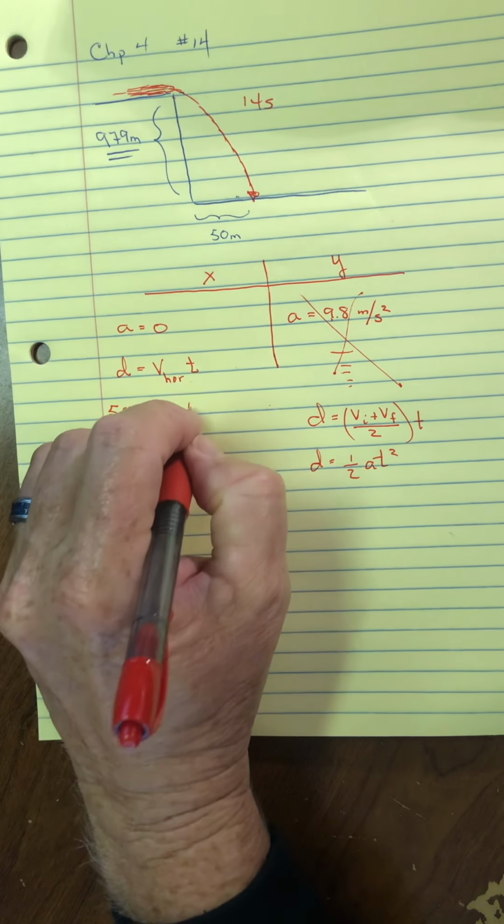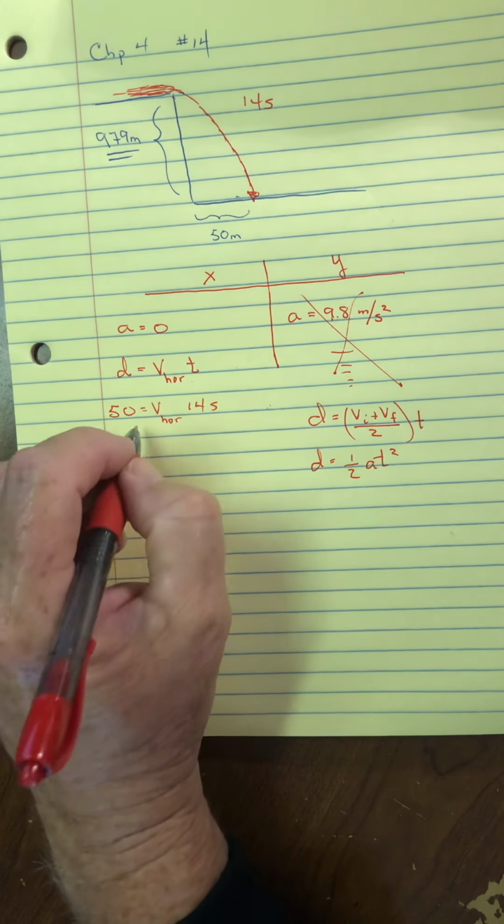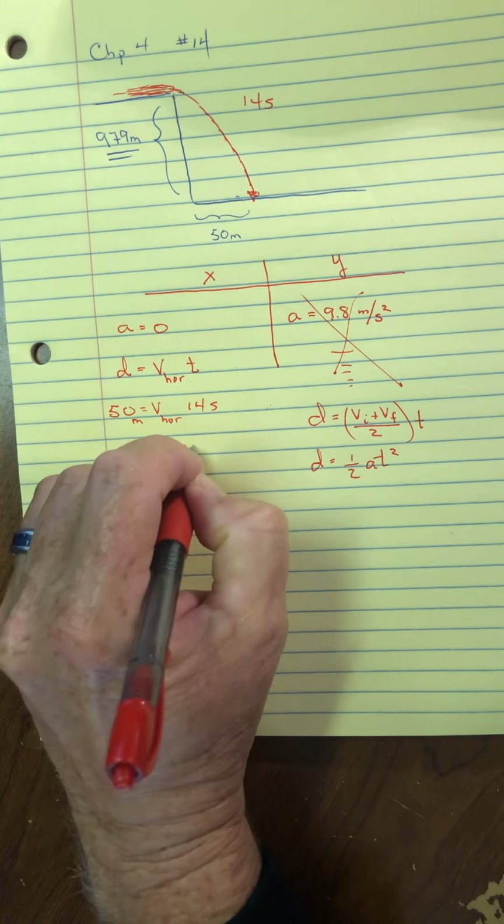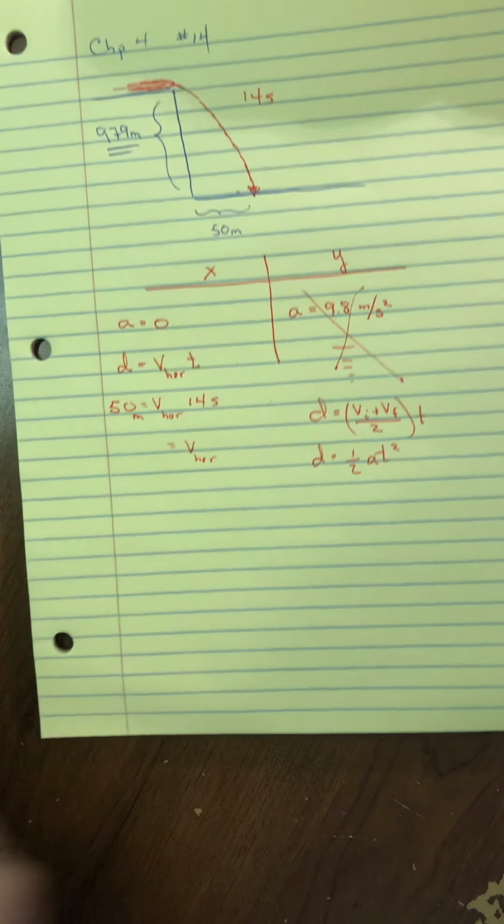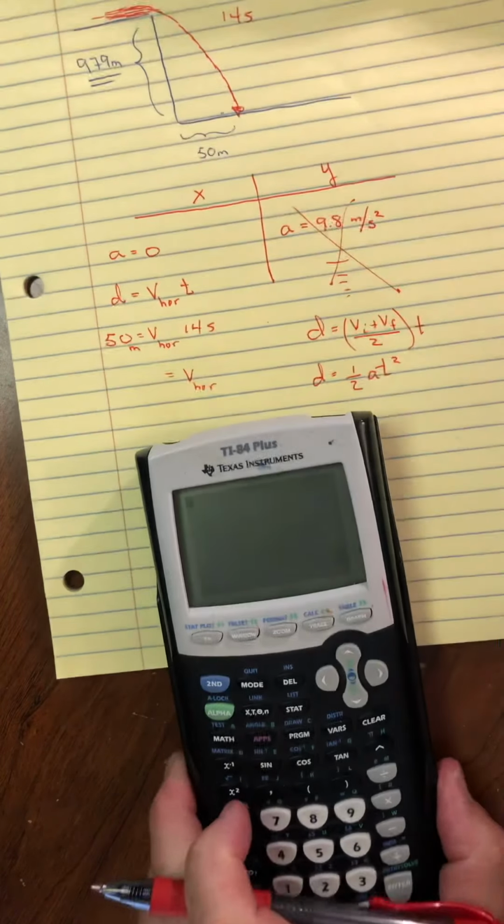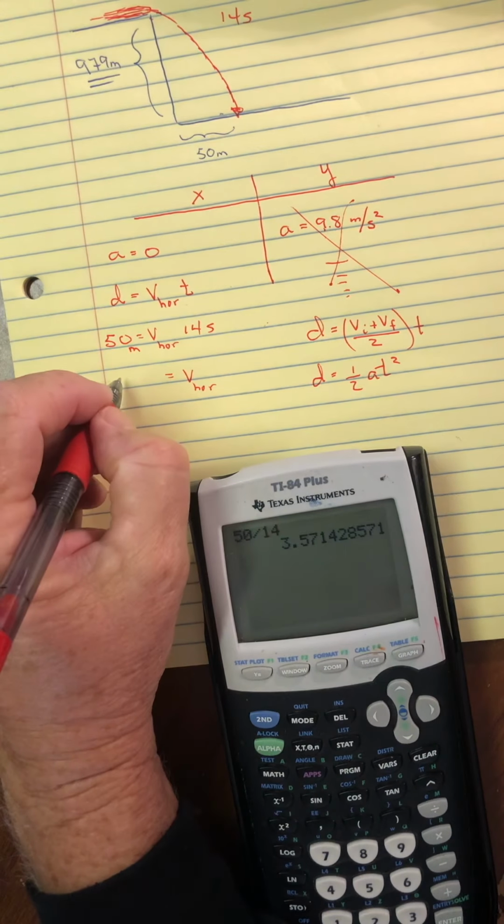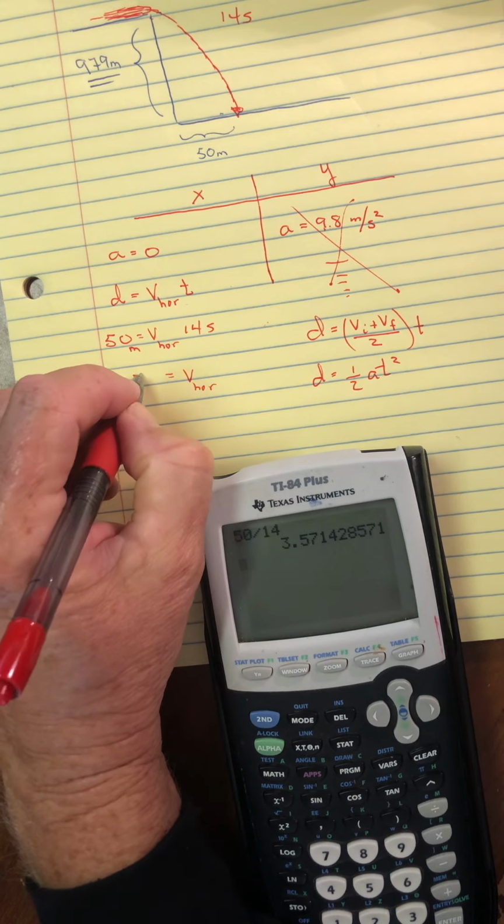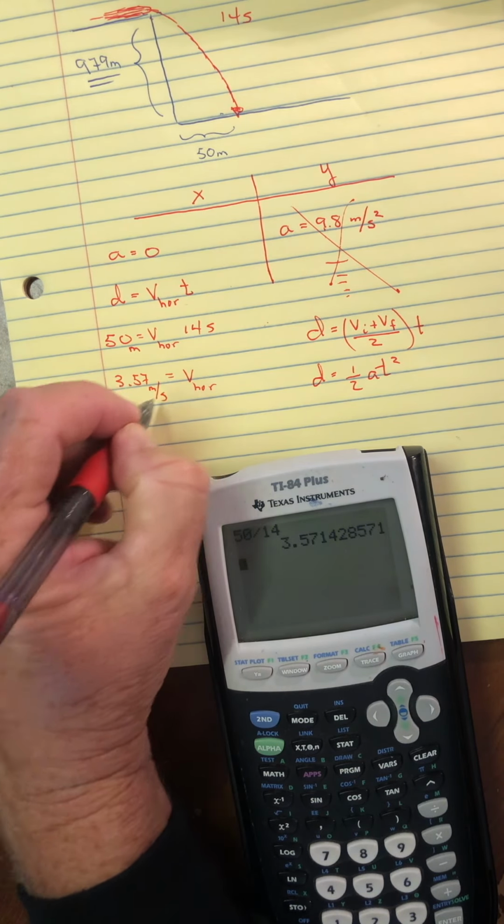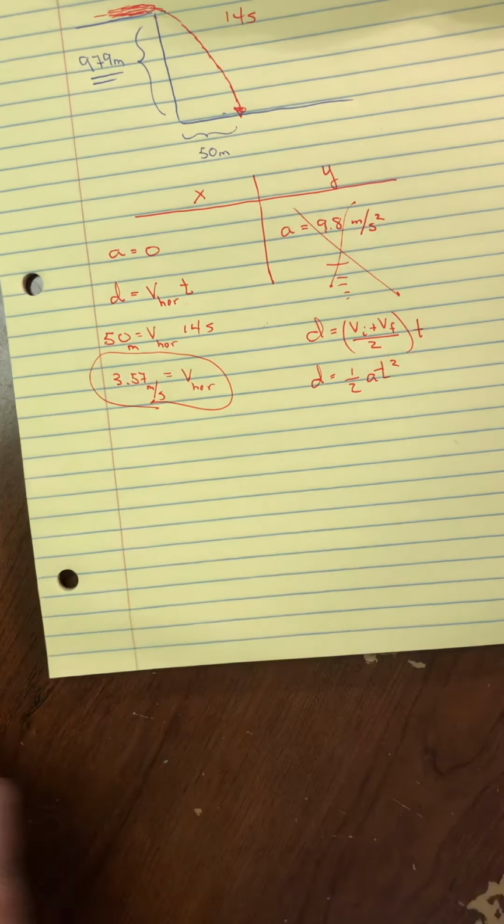Okay, and then the time is the 14 seconds. And so maybe I'll put a meter. Anyway, it's pretty easy then to just grab the calculator here and go, it's 50 divided by 14. And so we're looking at 3.57 meters per second horizontally.